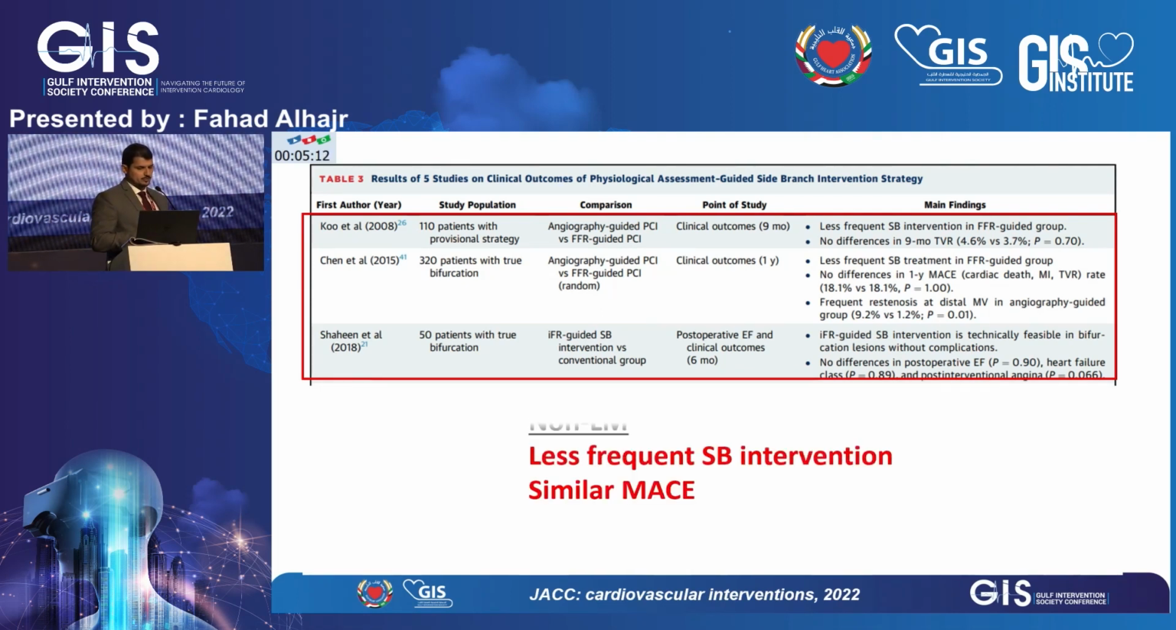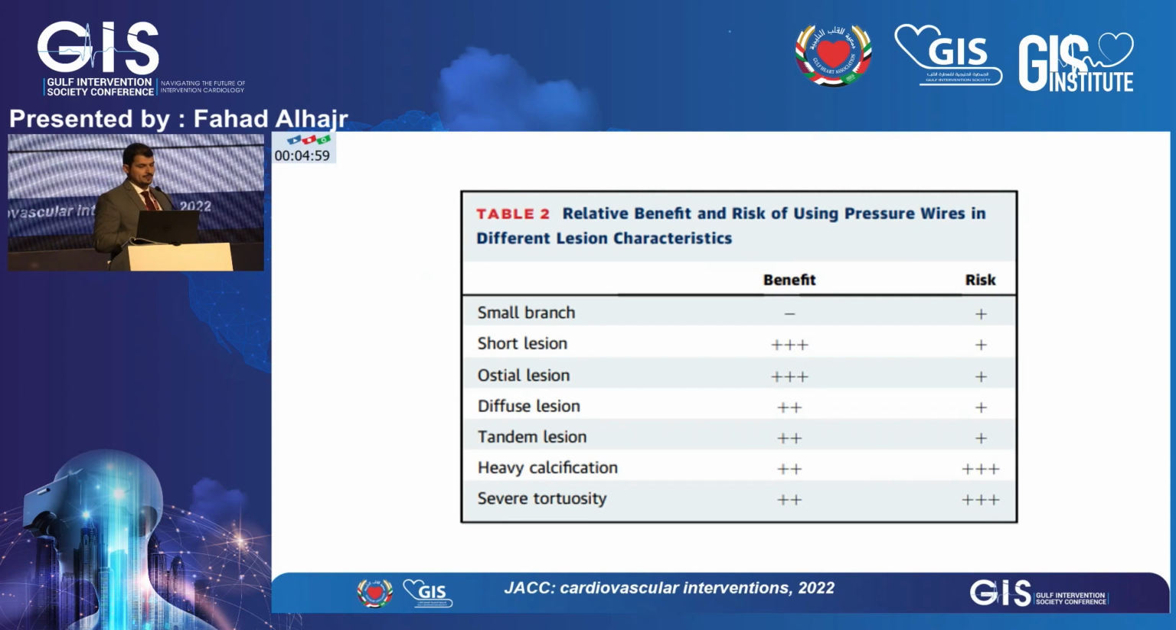Again, the bottom line of this is, non-left main, you have less frequent side branch intervention if you do physiology, with similar MACE. If you don't want to do a two-stent strategy, probably you should do a physiology to confirm that. This is just a summary of the benefit of the IFR in terms of short lesion and ostial. You will probably need to do it. However, I would not do it if you have a heavily calcified and severely tortuous vessel.